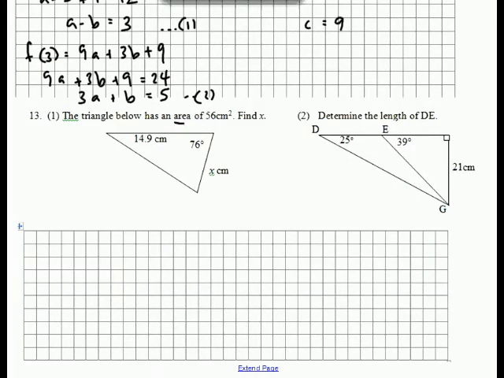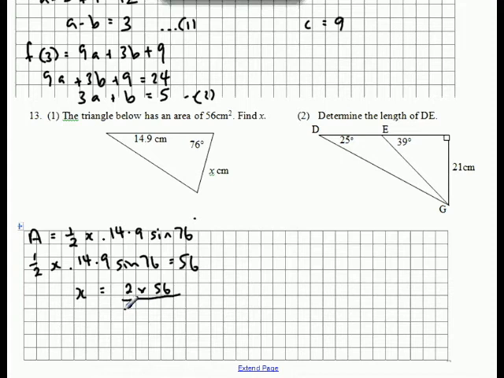Part 1, we are given the area, and therefore we should be using the area formula. The area is equal to a half BC sine A. So in this case, a half x times 14.9 sine 76. And all of that now is equal to the value of 56. We can make x the subject. That 2 will multiply across here, so 2 times 56, then the 14 sine 76, they will both divide into the numerator. And throw that into the calculator to get an answer of 7.75 centimetres.